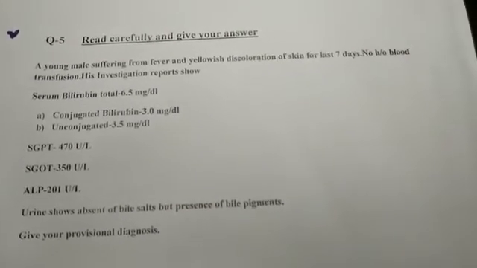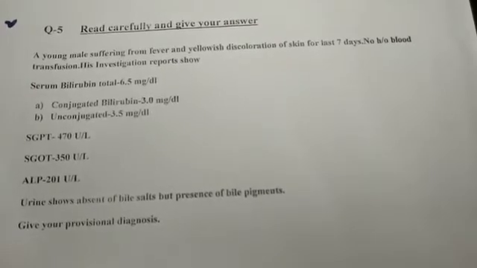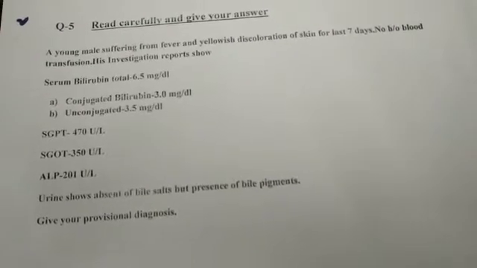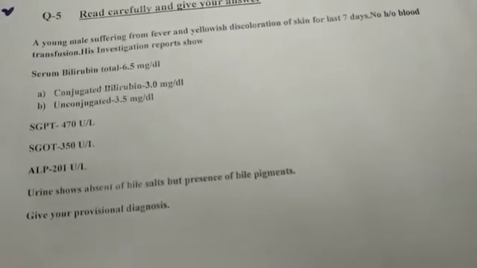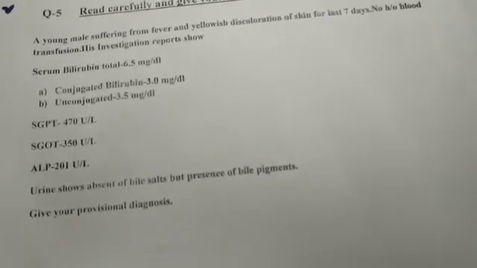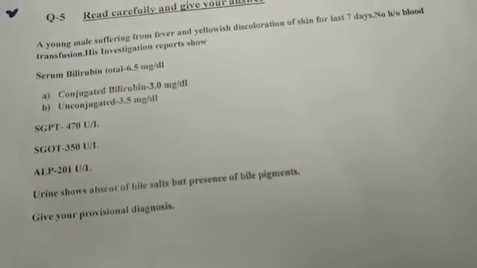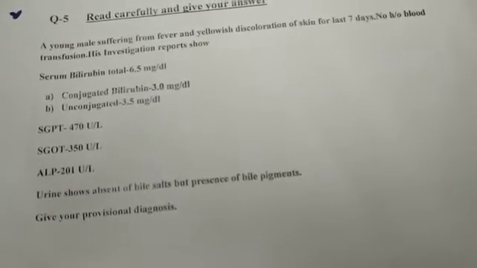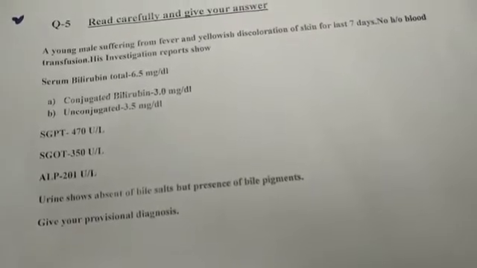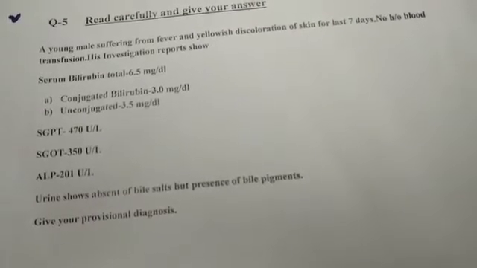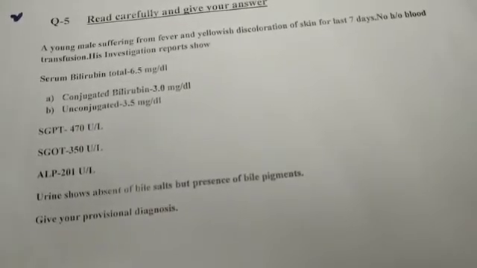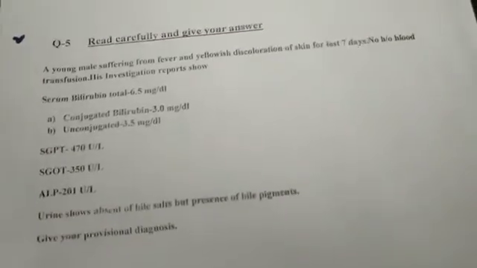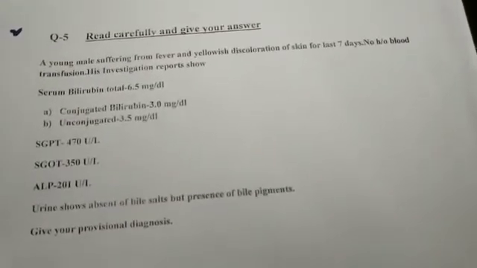The next picture is a young male suffering from fever and yellowish discoloration of skin for last 7 days. No history of blood transfusion. His investigation reports show serum bilirubin total 6.5 milligram per dl, conjugated bilirubin 3 milligram per dl, unconjugated 3.5, SGPT 470, SGOT 350, alkaline phosphatase 201. Urine shows absence of bile salts but presence of bile pigments. Give your provisional diagnosis.